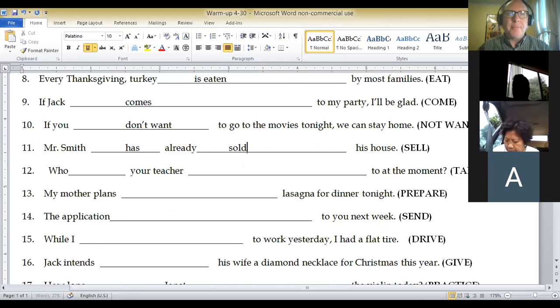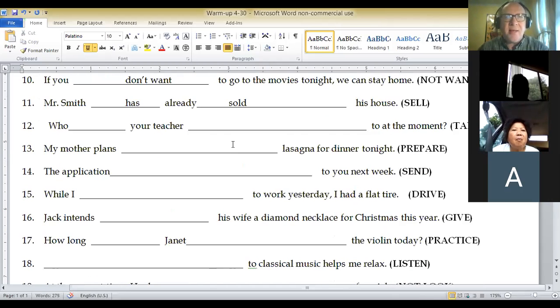Has already sold. Very good. Present perfect. Has already sold. Present perfect. That was our key from level 3. Present perfect. All right. Let's see. Who at the moment? Is your teacher talking? Right. At the moment is right now, so we want is there. Is your teacher talking to? Super.